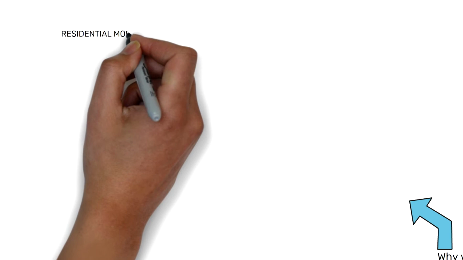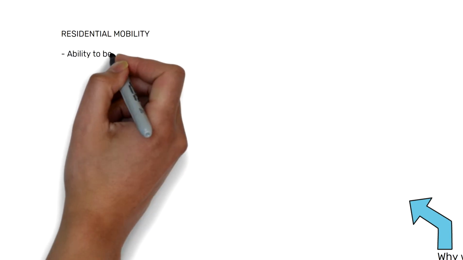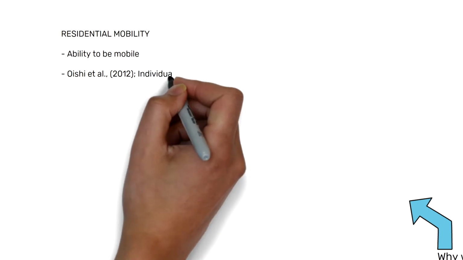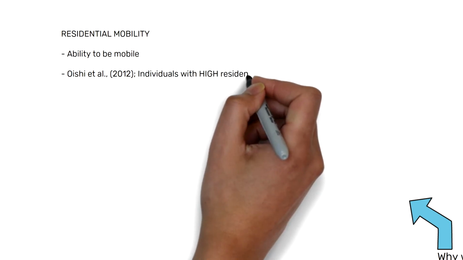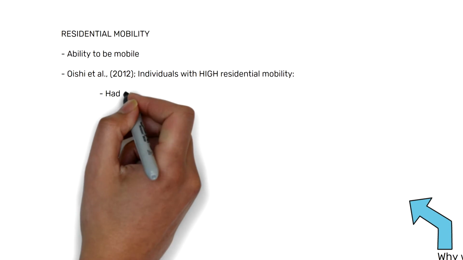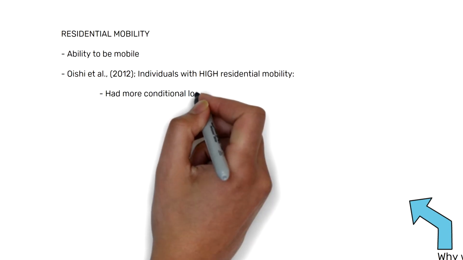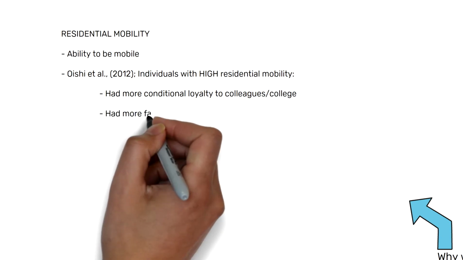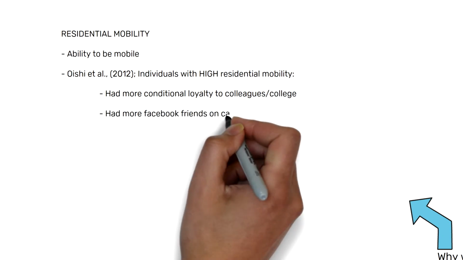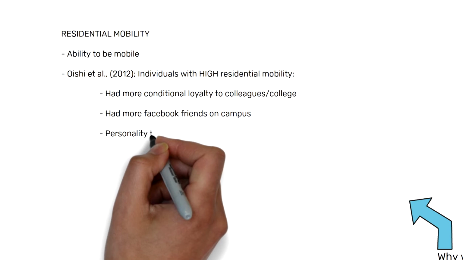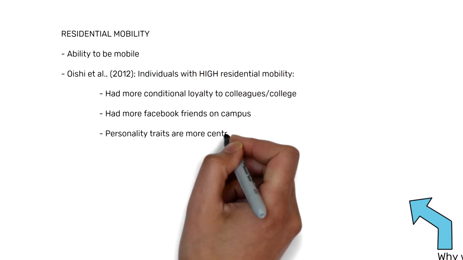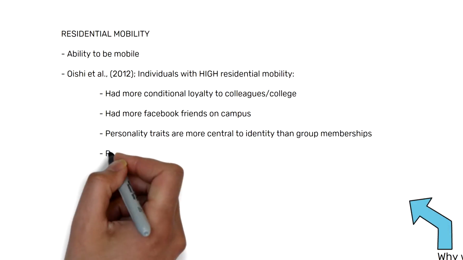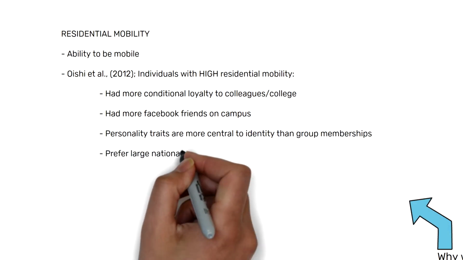Residential mobility. This is the actual ability to be mobile. Research by Oishi et al. in 2002 was looking at residential change and the resulting psychological consequences. They found that individuals with high residential mobility had more conditional loyalty to their colleagues. They have more Facebook friends on campus. They view their personality traits to be a more central part of their identity than their group memberships, and they prefer large national chain stores, which are the same wherever you go.